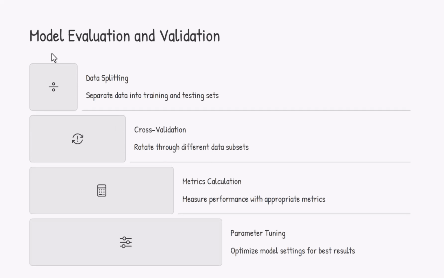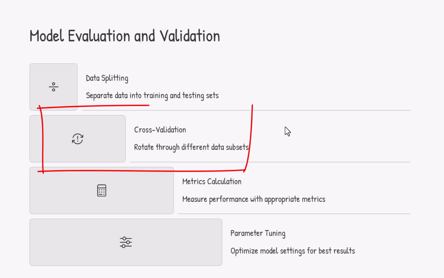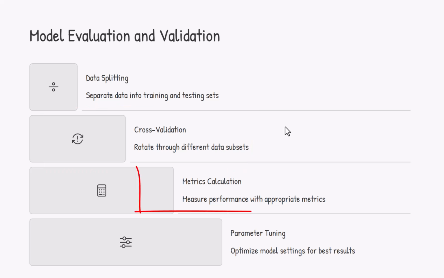No ML journey is complete without validation. You don't just build a model, you test it. We split data into training and testing sets using train-test split or cross-validation. Common metrics: R squared tells us how well the model explains variance, and MAE and RMSE tell us how close we are to the actual values. We also tune hyperparameters to improve results without overfitting.